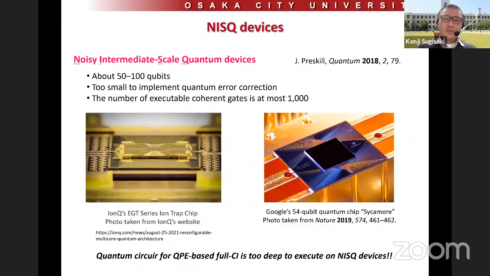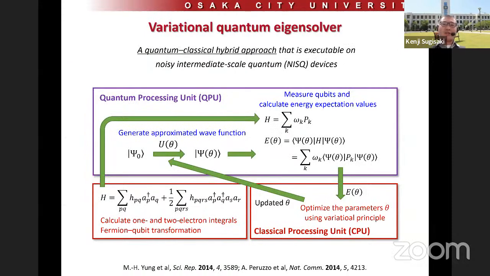So under such circumstances, the variational quantum eigensolver was proposed in 2014, and the variational quantum eigensolver, or VQE, is a quantum classical hybrid approach that is executable on these devices. Of course, the quantum phase estimation also uses classical computers for post-processing and pre-processing, but in VQE, we use the classical computer as well as the quantum computer to compute every time.